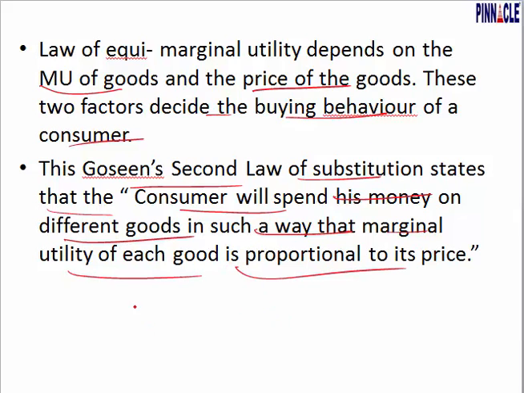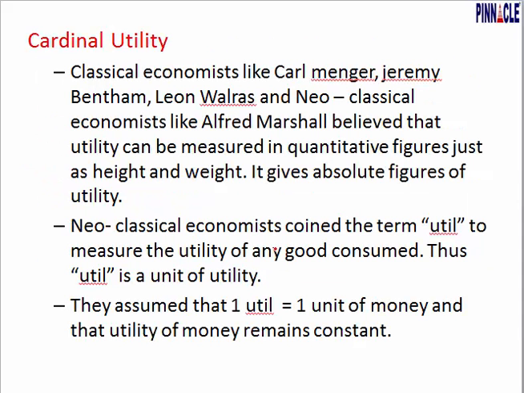A person will purchase the commodity according to its utilization and the price. If the price is more, he is likely to resist purchasing. If the price is less, he is likely to purchase more. But he also has to see the utilization of that particular product.